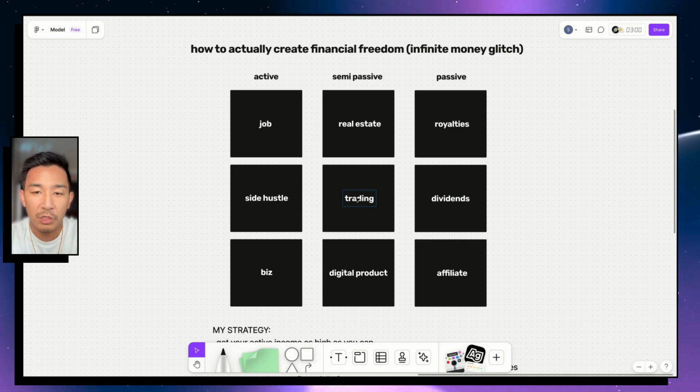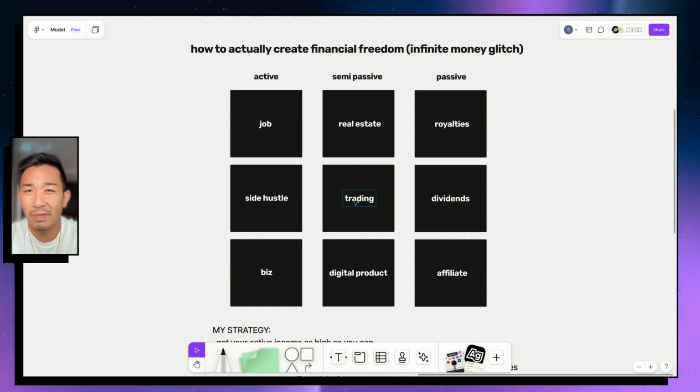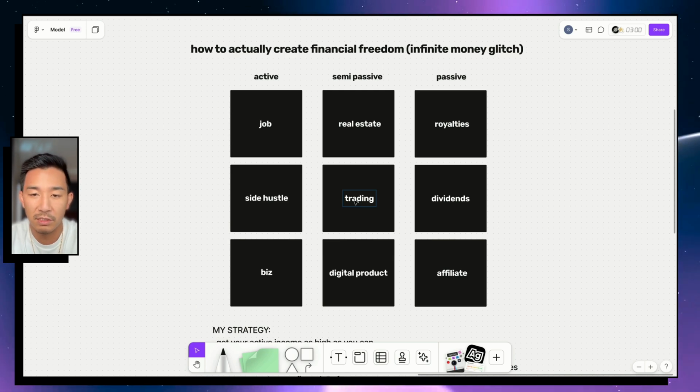There's trading, right? Stock trading, Forex trading. I don't know too much about that because I've never been a trader. But with trading, at least the traders that I know, they're typically not working all day. They're typically setting some trades up, but they still have to monitor it. They still have to pay attention and put some hours into it.